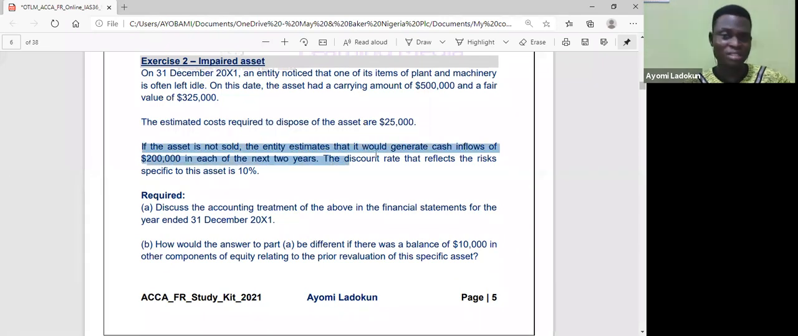The entity estimates that it will generate cash inflows of $200,000 in each of the next 2 years. The discount rate that reflects the risk specific to the asset is 10%. Required: discuss the accounting treatment of the above in the financial statements for the year ended 31st December 20x1. Requirement B: how would your answer in part A be different if there was a balance of $10,000 in the other component of equity relating to the prior revaluation of this specific asset?